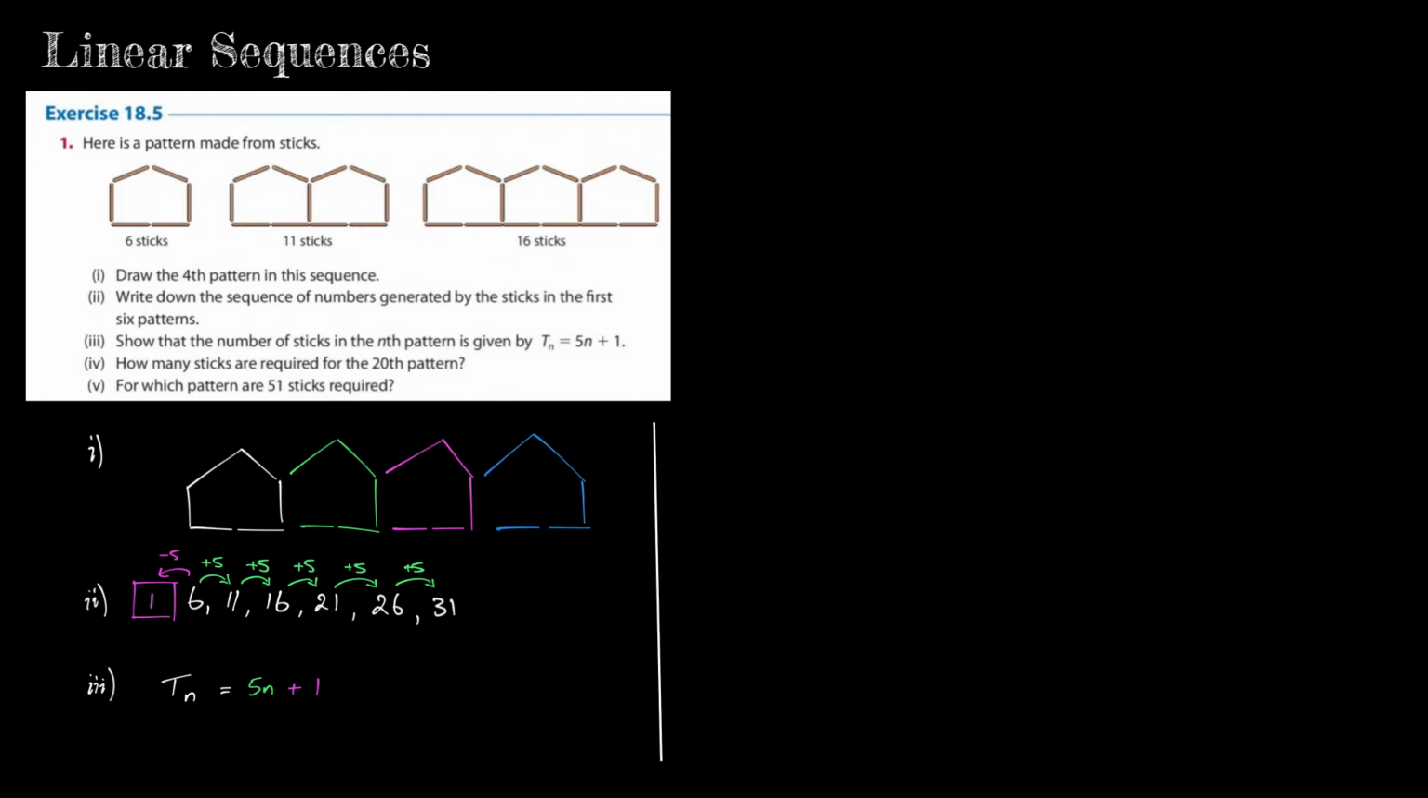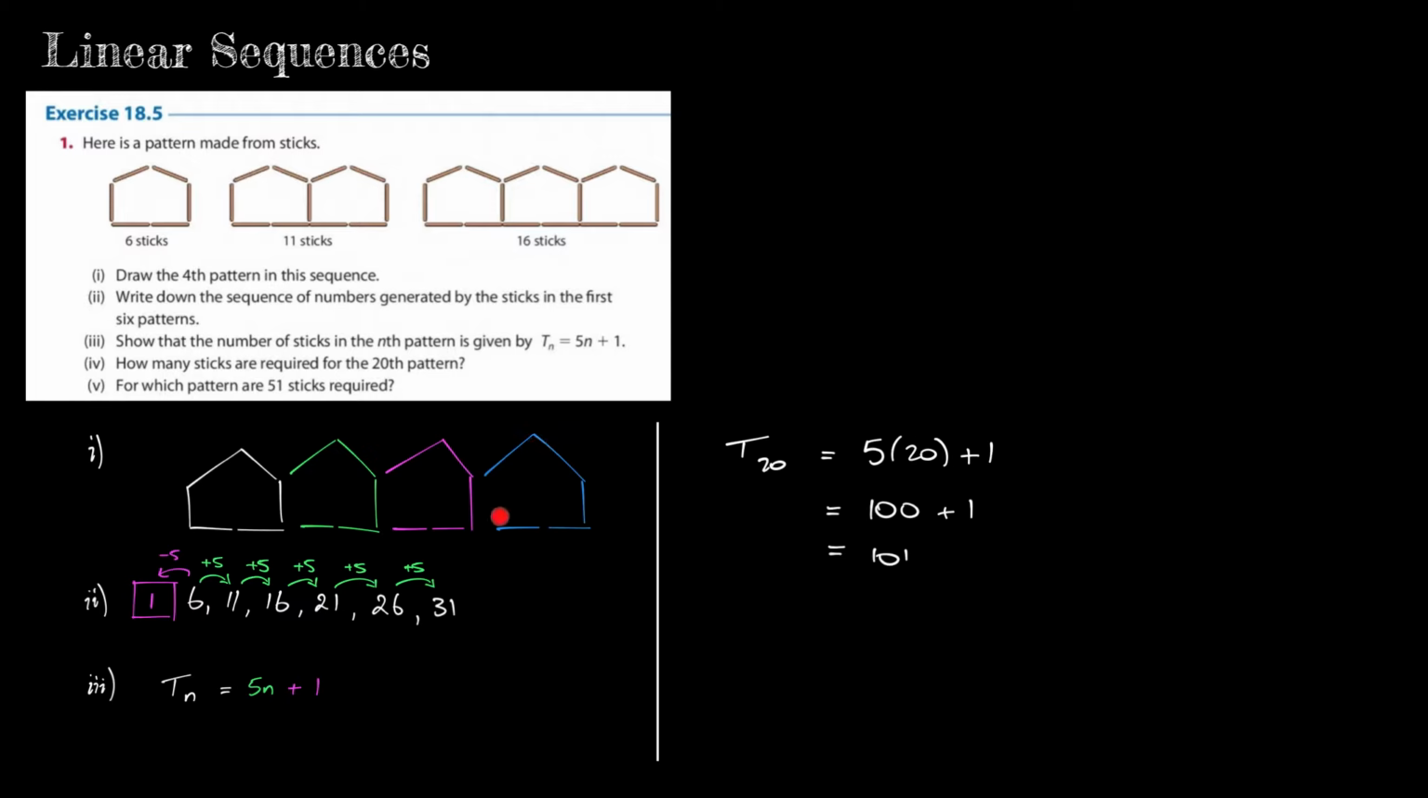So T of 20 is what we're looking for. So T of 20, so 5 times 20 plus 1. 5 times 20 is going to be 100, plus 1, which is 101. So if you wanted to make 20 patterns, you would need 101 sticks. Okay, so that's what that's telling us. In order to make 20 patterns, you would need 101 sticks.